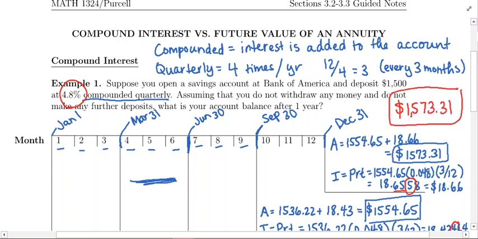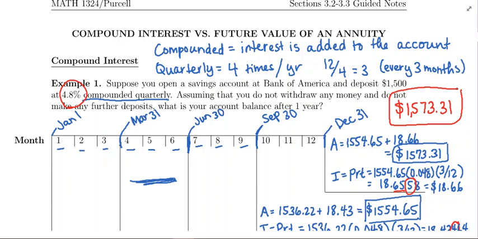That's the answer to this question. So that's what's going on behind the scenes. You can see that this is a very tedious process. We mapped out a savings account for a 1 year period with the interest being compounded quarterly.